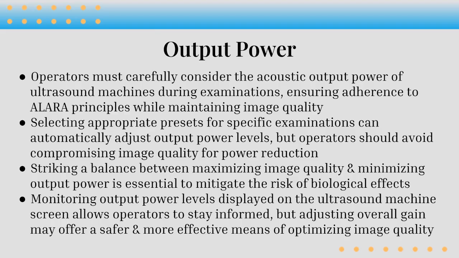The output power. Operators must carefully consider the acoustic output power of ultrasound machines during examinations, ensuring adherence to ALARA principles while maintaining image quality. Selecting appropriate presets for specific examinations can automatically adjust output power levels, but operators should avoid compromising image quality for power reduction. Striking a balance between maximizing image quality and minimizing output power is essential to mitigate the risk of biologic effects. Monitoring output power levels displayed on the ultrasound machine screen allows operators to stay informed, but adjusting overall gain may offer a safer and more effective means of optimizing image quality.